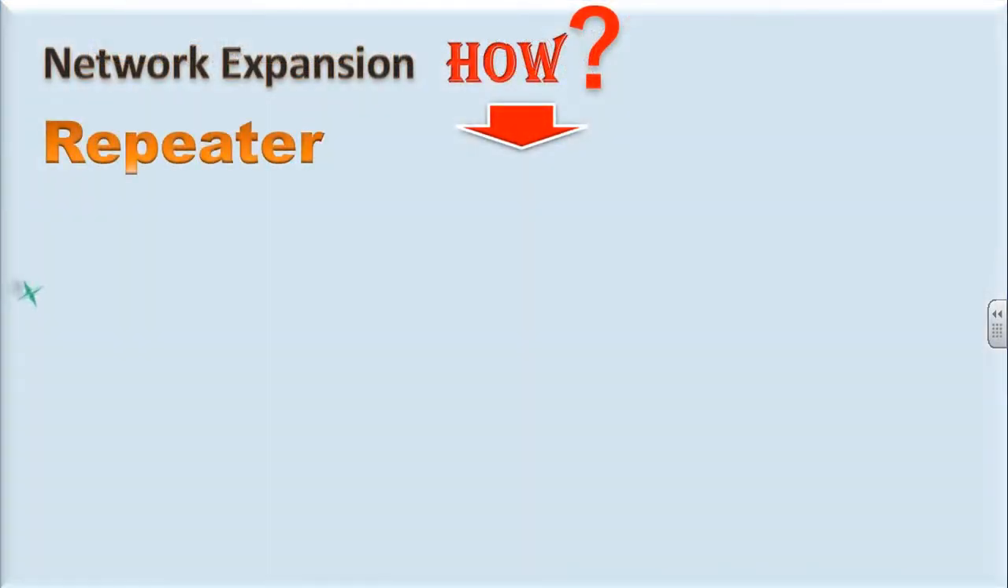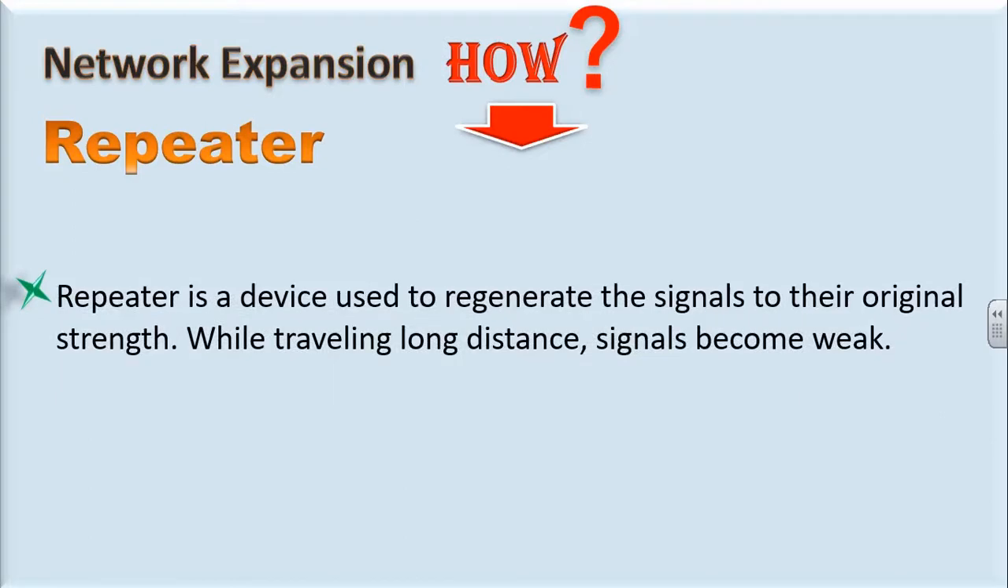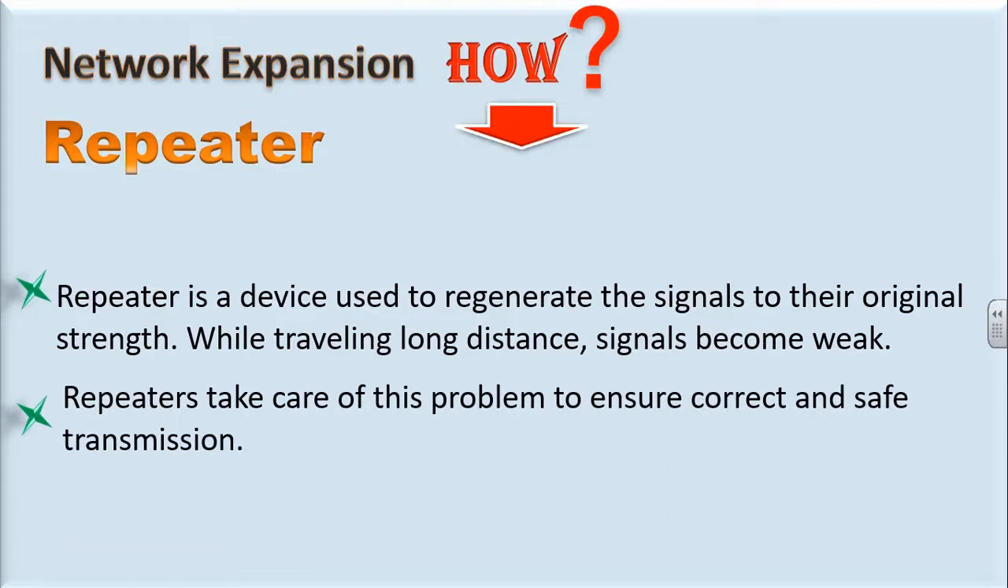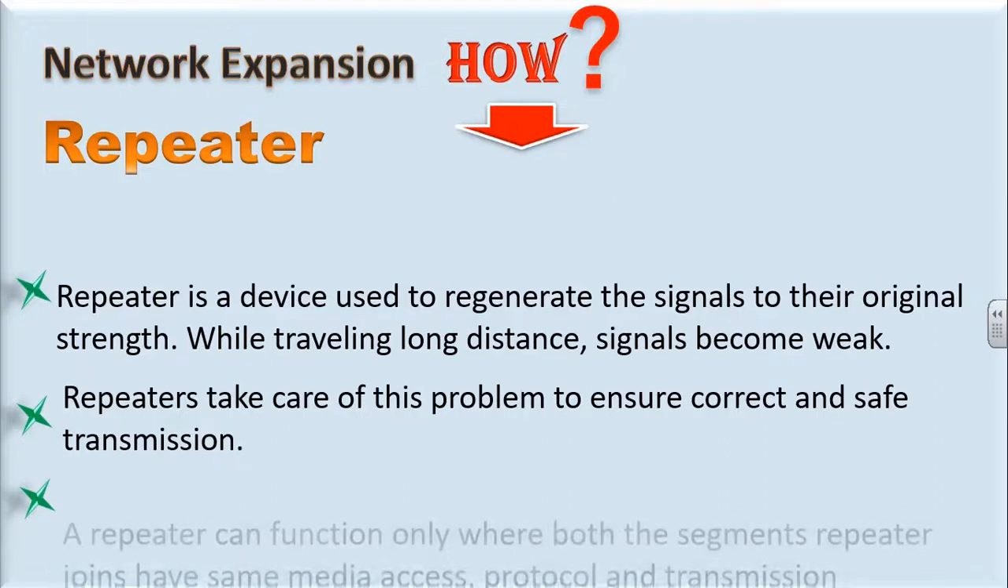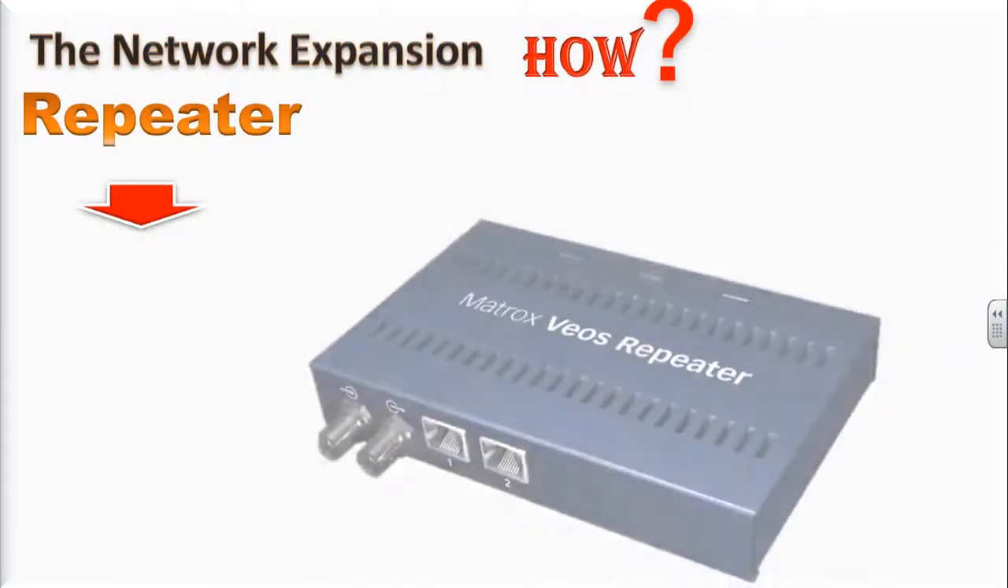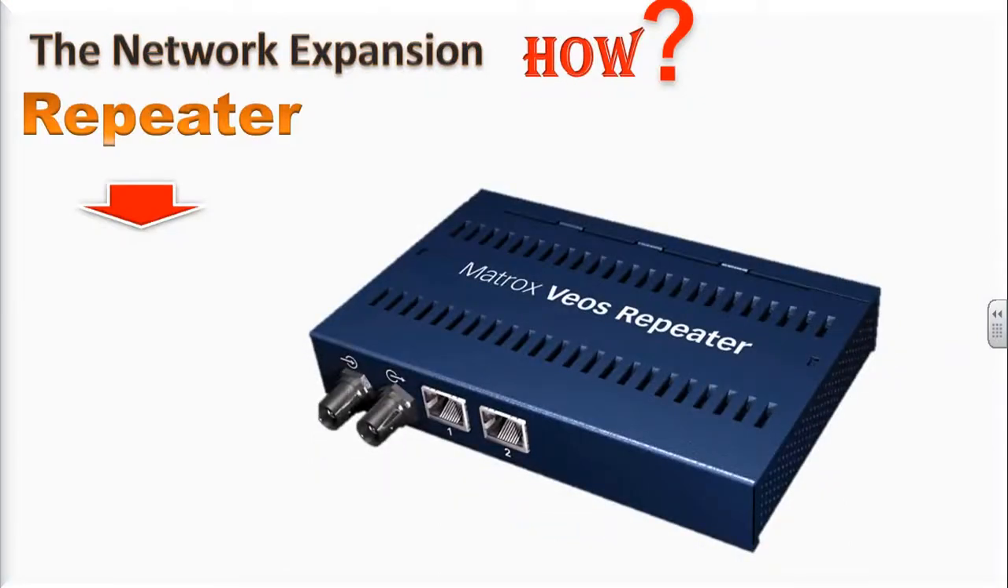Second one is repeater. Repeater is a device used to regenerate the signals to their original strength. While traveling long distance, signals become weak. Repeaters take care of this problem to ensure correct and safe transmission. A repeater can function only where both the segments the repeater joins have the same media access protocol and transmission techniques. This is the photograph of repeater.